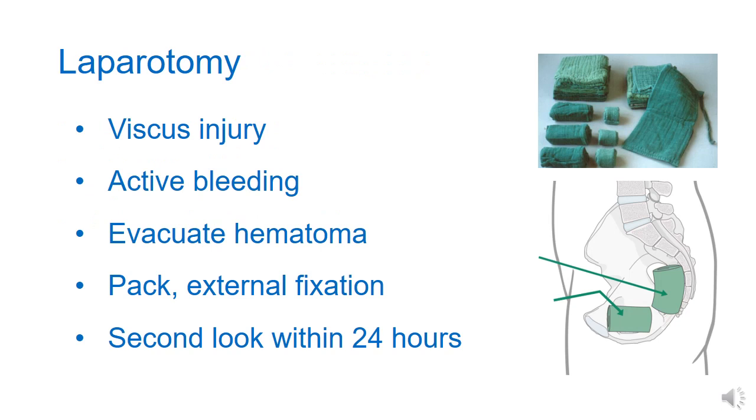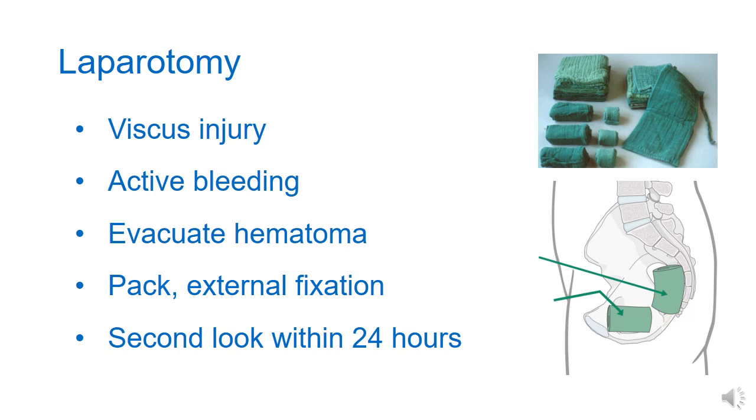Laparotomy is mostly indicated if we're suspecting visceral organ injury like a ruptured bladder, or if the bleeding is active from the vagina or the urethra. We will evacuate the hematoma and will not search for the bleeding source, but we will pack the pelvis with these packs. We'll count the packs, and we will go for external fixation of the pelvis.